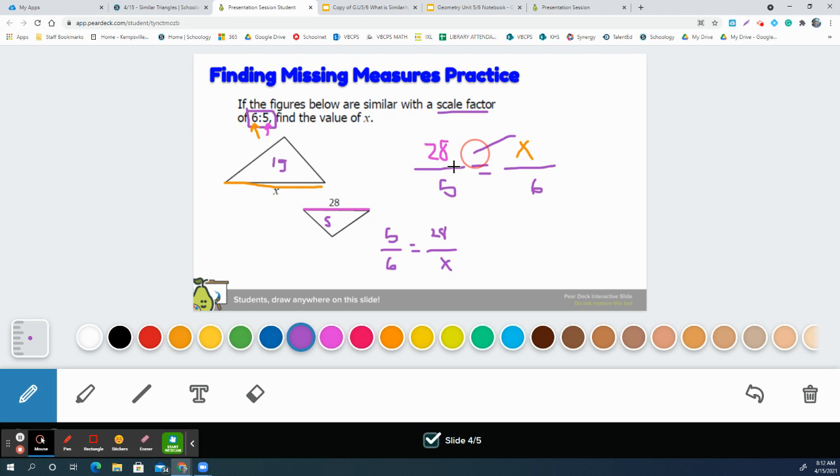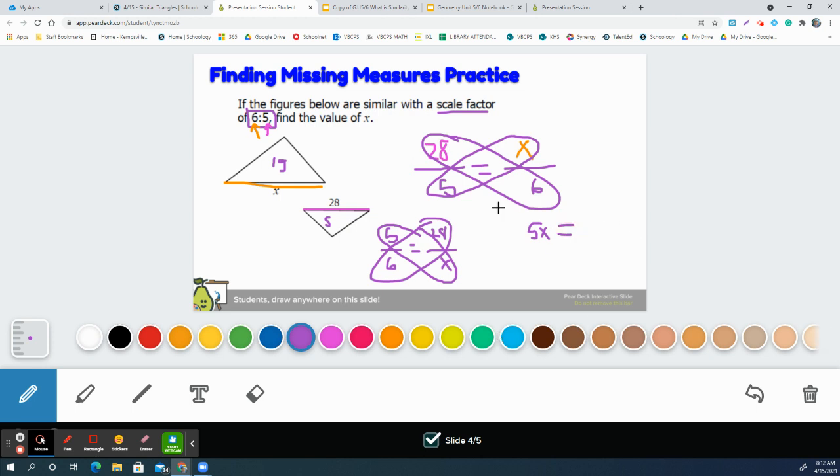The magic that happens is when you cross multiply. It's still going to be 5 times x, and it's still going to be 28 times 6. So the crazy thing with proportions is 4 of us could write a different proportion with the same 4 numbers and get the same right answer. That makes people crazy sometimes, okay? We can do a lot of correct methods in order to get the right answer here.